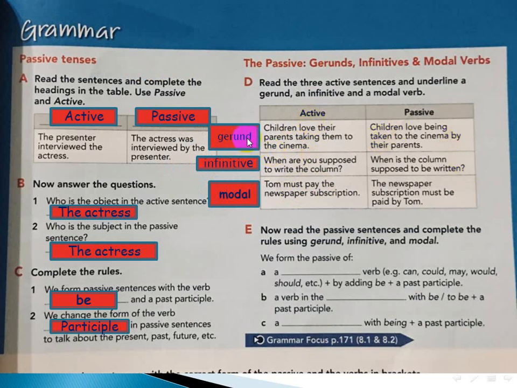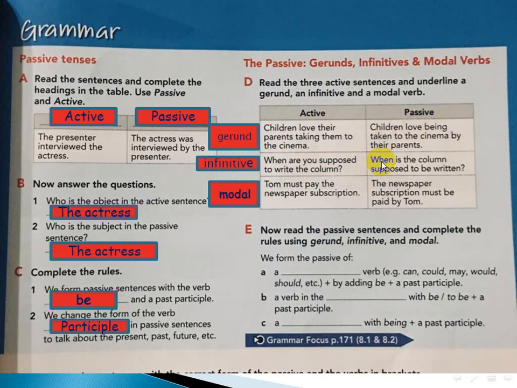Now you can notice, my guys, how we transfer these statements from the active to the passive. Now if we have a gerund, look at this one. We have a gerund, right? So if we have a gerund in the sentence, you have to remove ing and add being before this verb and change it to the past participle. So the sentence is, children love being taken. So we transferred the gerund to be the past participle by adding being in front of this gerund.